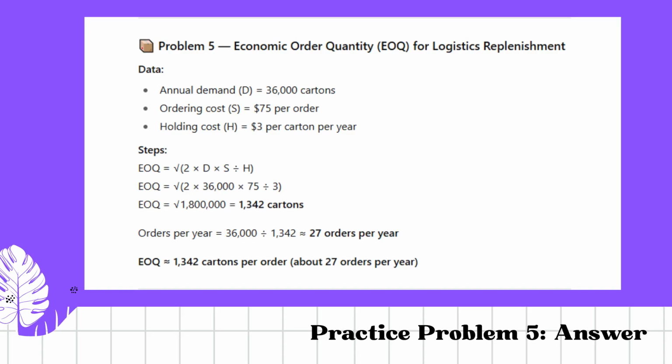Explanation. Problem 5. The goal here is to balance ordering cost and storage cost. If we order too frequently, we spend too much on order processing. If we order in large batches, inventory sits too long and increases holding cost. Using the economic order quantity formula, the most efficient order size comes out to about 1,340 cartons. That means the center will place roughly 27 orders per year, striking a balance between replenishment and storage expenses.